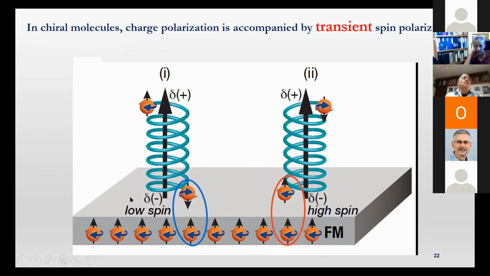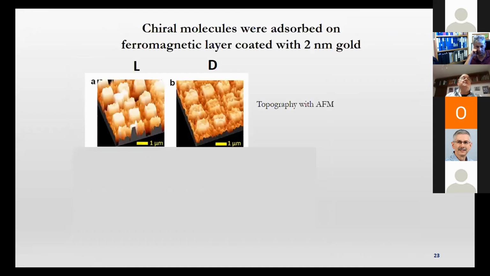So the system wants to minimize the free energy by flipping the spin in the ferromagnet into this direction to have the strongest binding energy. Here, it would be the opposite. So in the case of the other enantiomer, the spin has to point down in order to minimize the energy, and therefore the direction of magnetization is changing.